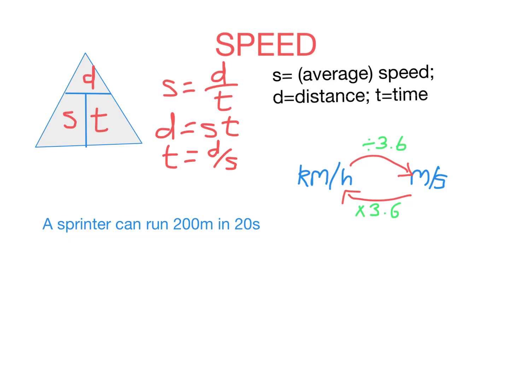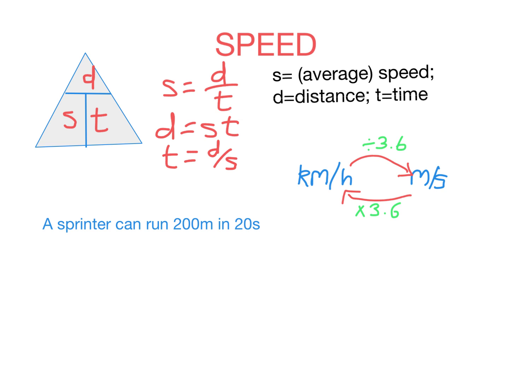Thank you so much for tuning into this video in which we will look at speed. You've probably heard of speed before. It's the way that we quantify, so put into numbers, how quickly something or someone is traveling. So speed is a rate. It is written as distance per time. You'll usually see it written as kilometers per hour or meters per second.